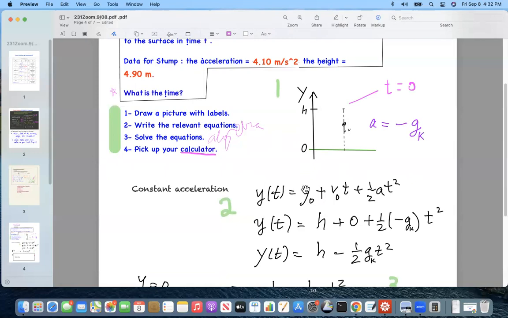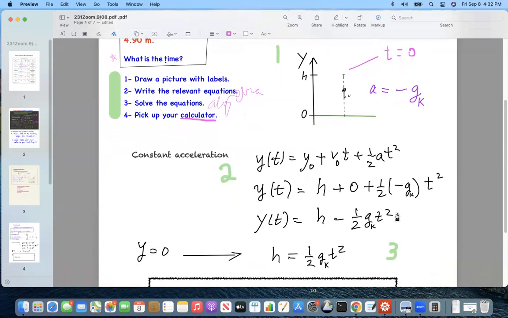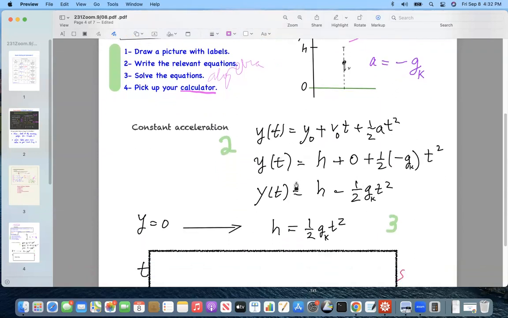All right, now y0 is h. v0 is 0. a is minus g sub k. So y at time t is h minus 1/2 g t squared. So that's step two, write the relevant equations. You see, I don't have any numbers yet. I just have symbols.